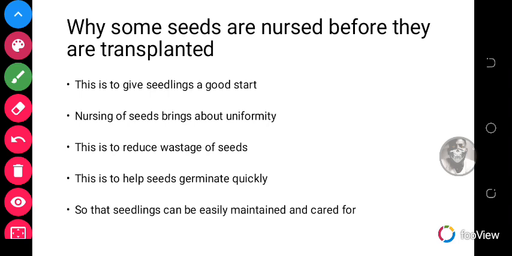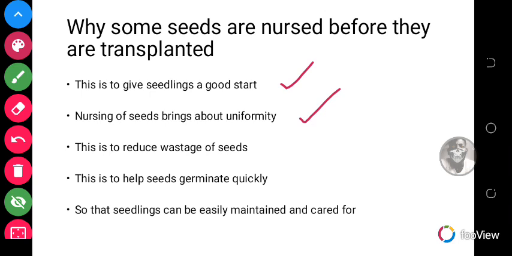Why are some seeds nursed before they are transplanted? These are some of the reasons why we nurse seeds before transplanting, and this is to give the seedlings a good start. Once the seedlings are nurtured, they are able to grow very well, and once you put them in the main field, they can grow well. Nursing of seeds brings about uniformity. When you nurse the seeds, they grow well in the same size and the same length, and this brings about uniformity. This also reduces wastage of seeds.